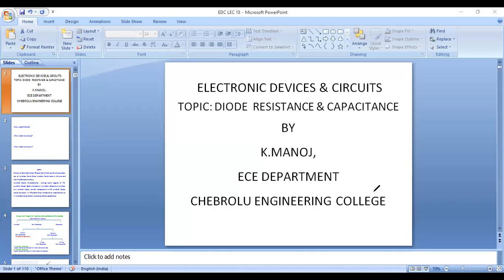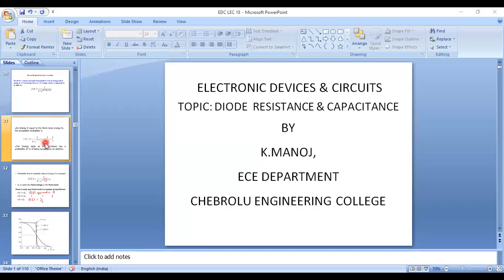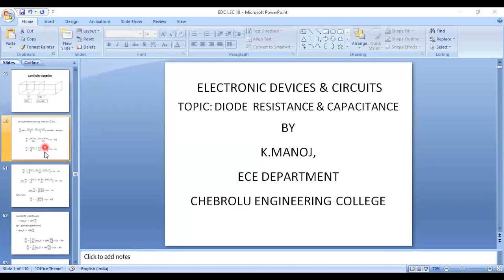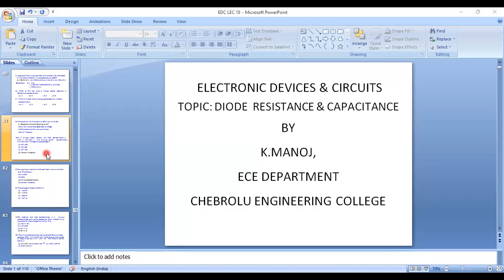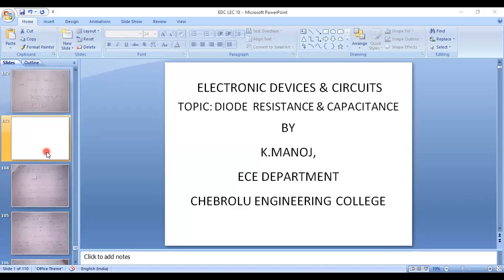So today's topic is diode resistance and diode capacitance. In our previous class, we have seen the diode current equation and how currents in a diode flow under biasing conditions.